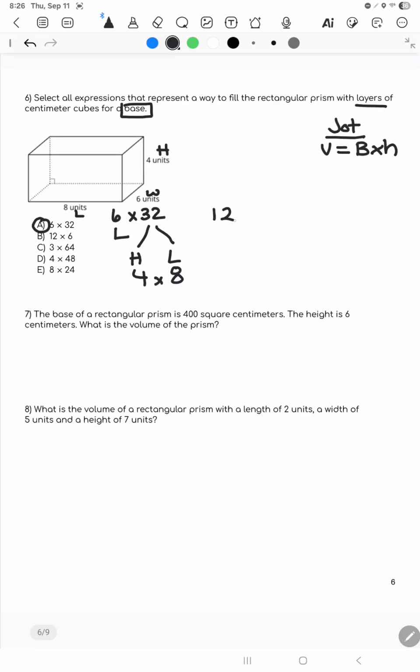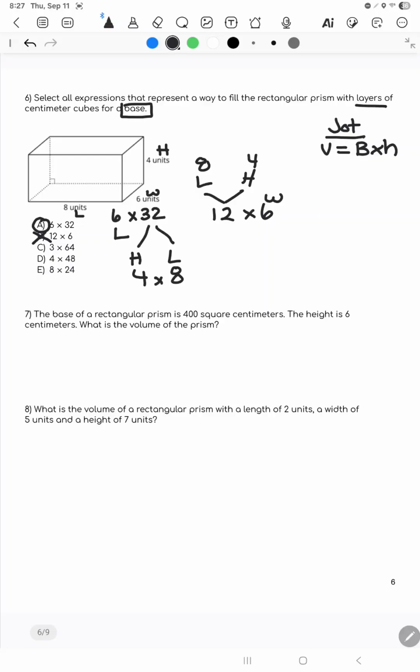We see 12 times 6. Okay, 6 again is the width, and so we need the length and the height to multiply together to give us 12. 8 and 4. Ooh, look, they're trying to trick us. 8 plus 4 is 12, but 8 times 4 is 32. So B, not working. I'm doing some process of elimination here. I like to call that slash the trash, just to make sure I'm not missing anything.